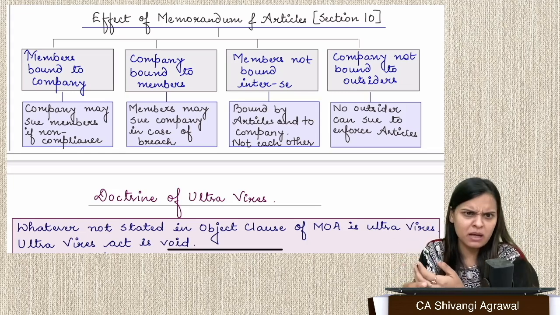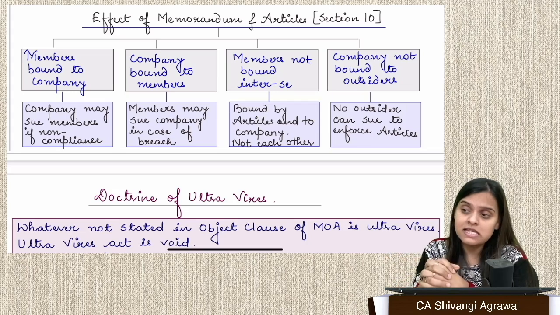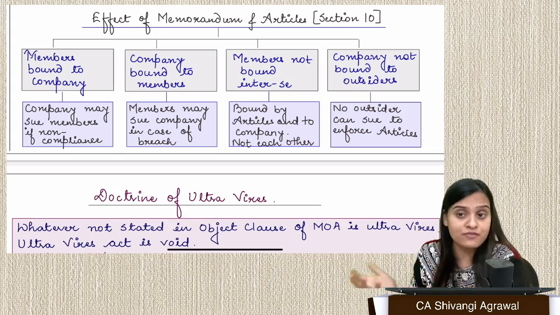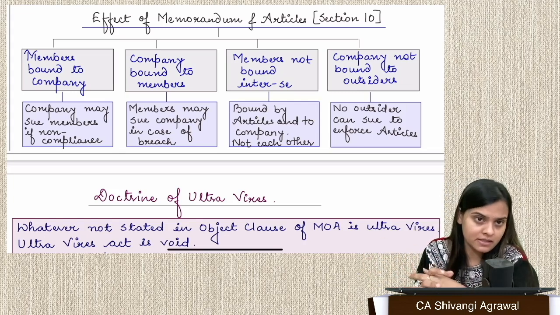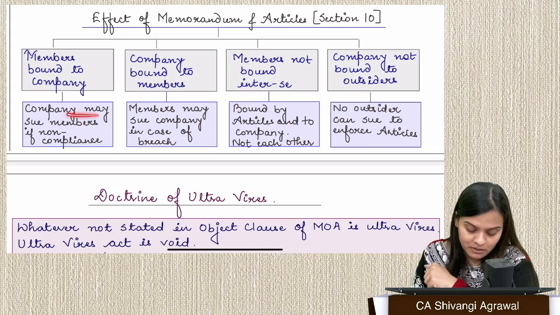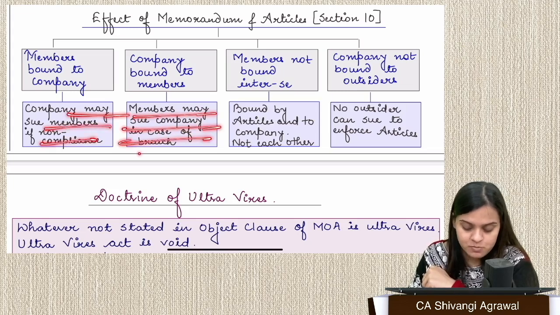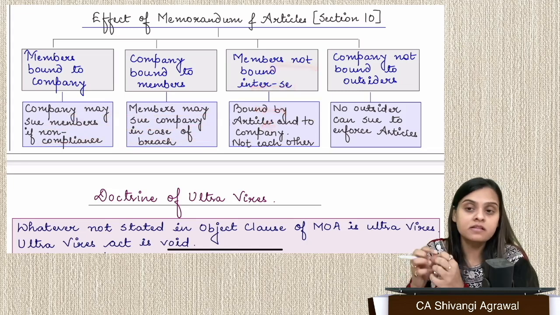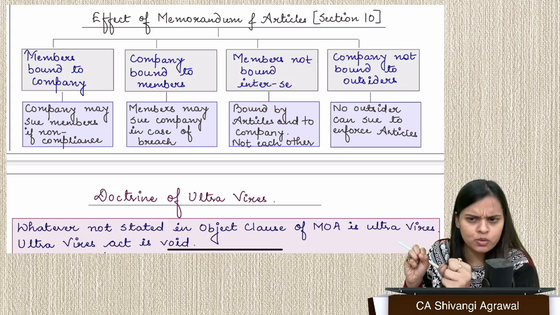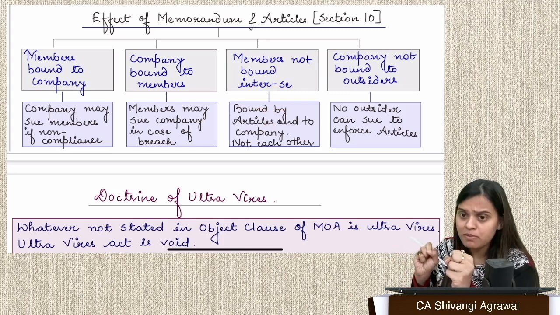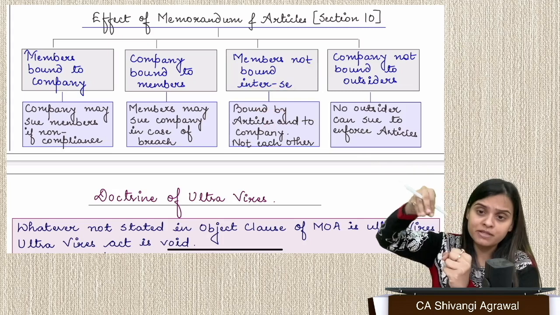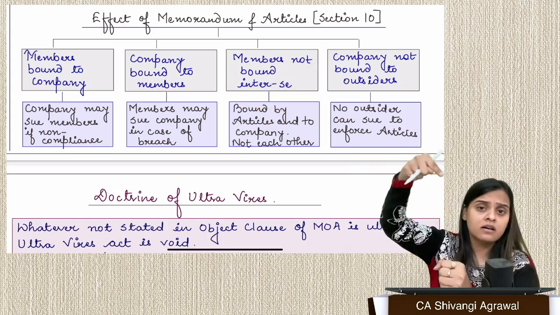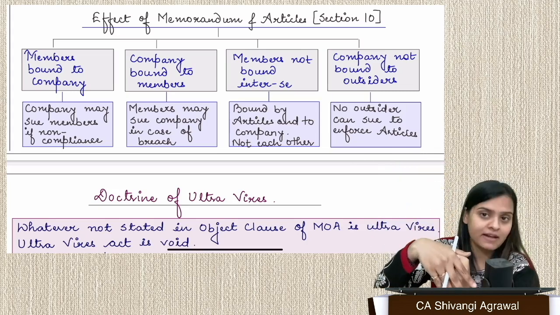The members are bound by the company. If the articles say that all the members have to pay this much amount, if it is called, they have to pay, right? Subject to their liability. So the company may sue the members for non-compliance, and members may also sue the company in case the company breaches, right? Members are not bound inter se. Although if one member is not paying the call money, this member can get it enforced through the company. So it can tell the company, you take money from them. If they're not paying, file a suit against them, but the member cannot directly file a suit.